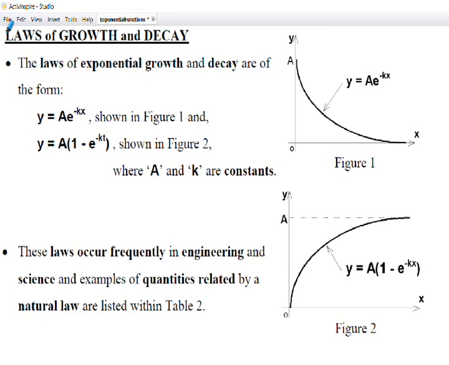I said previously we use the exponential functions for considerations such as evaluating the laws of growth or decay. Functions like this here, y is equal to a times e to the minus kx, will give you this kind of function, or y is equal to a times open bracket 1 minus e to the minus kx, gives you that kind of function. These curves can relate to laws that occur frequently in engineering and science, examples of quantities related to naturally occurring phenomena. Table 2 over the page will show you some illustrations.